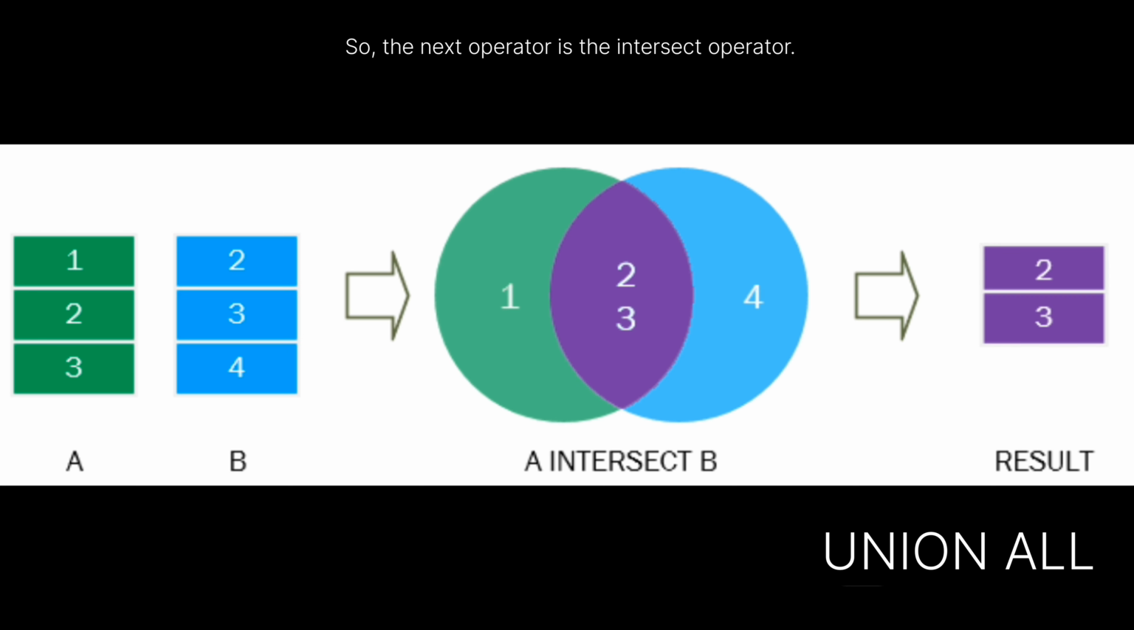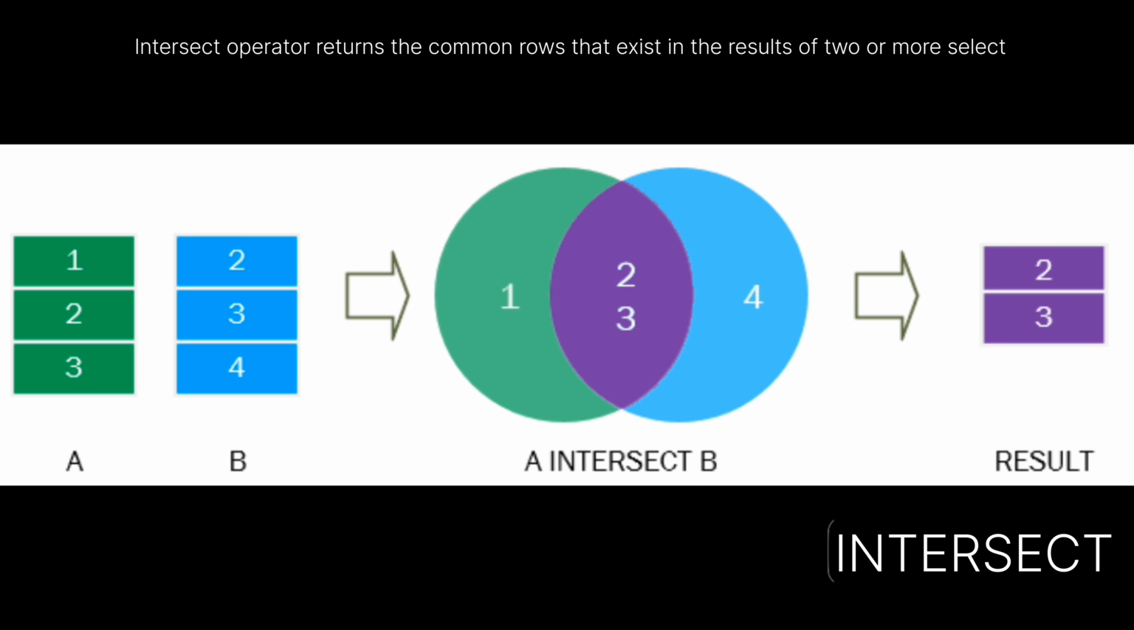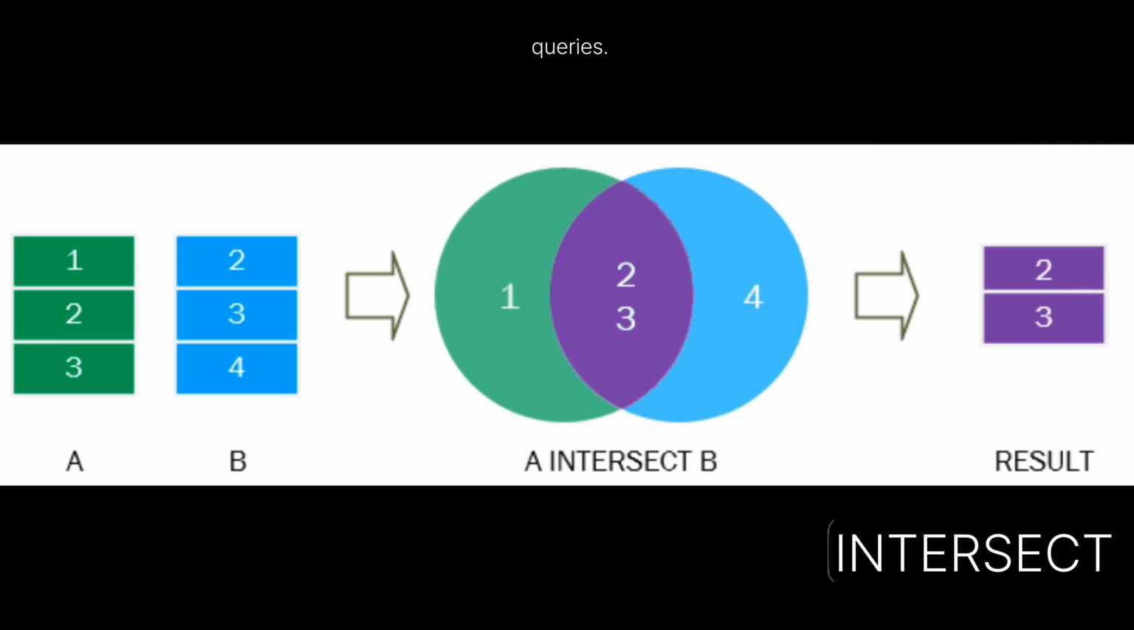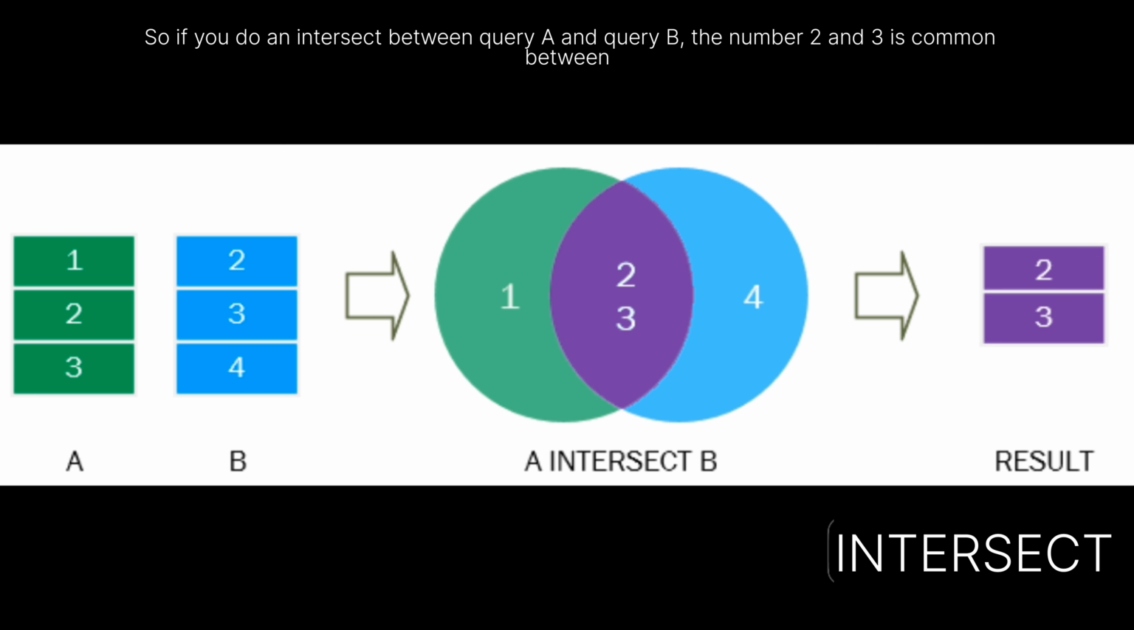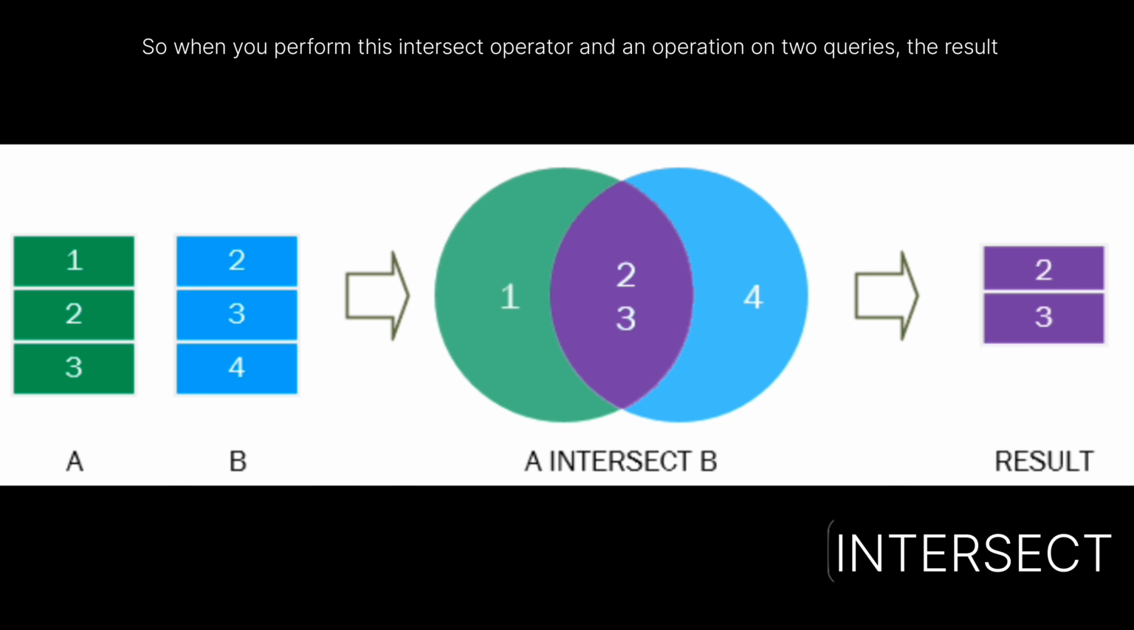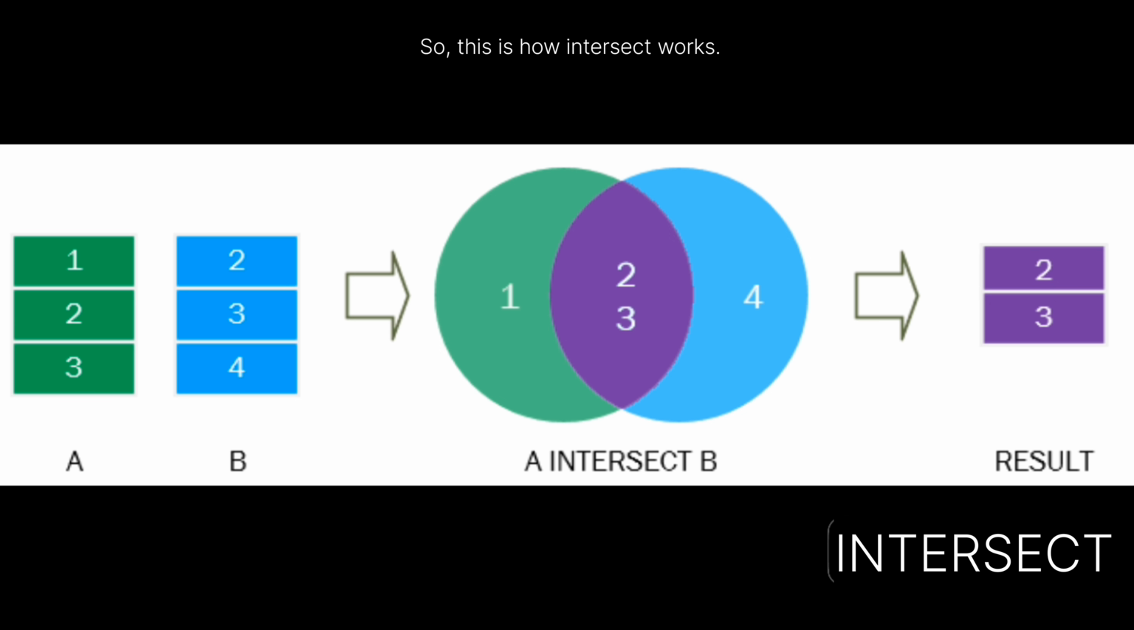The next operator is the intersect operator. The intersect operator returns the common rows that exist in the results of two or more select queries. It only includes rows that appear in all the queries. If you look at this example, query A has numbers 1, 2, 3 and query B has numbers 2, 3, 4. If you do an intersect between query A and query B, the numbers 2 and 3 are common between both the queries. So when you perform the intersect operation on two queries, the result set is the numbers that are common between both. Hence the result set is 2 and 3, which is common among query A and query B. This is how intersect works.